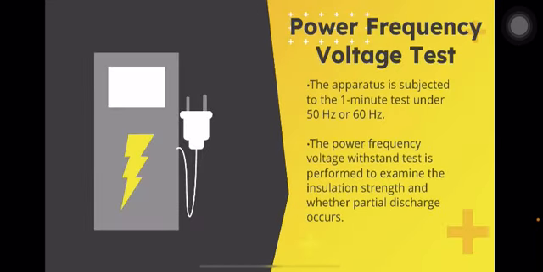Next, and the final test we have, is the power frequency voltage test. The apparatus is subjected to a 1-minute test at 50 Hz or 60 Hz. The power frequency voltage withstand test is performed to examine the insulation strength and whether partial discharge occurs.